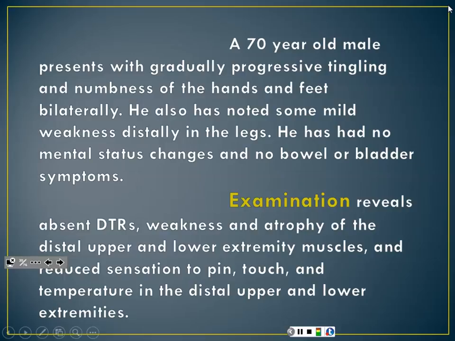Okay, let's take a 70-year-old male, presents with gradually progressive tingling and numbness of the hands and feet. He also has noted some mild weakness distally in the legs. He has had no mental status changes, no bowel or bladder. Examination reveals absent DTRs, weakness and atrophy of the distal and lower extremity muscles, and reduced sensation to pen, touch, and temperature in distal, upper, and lower extremities.